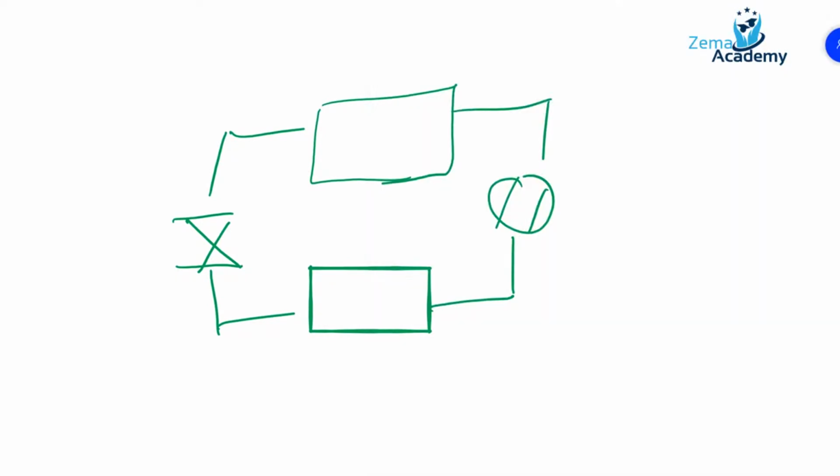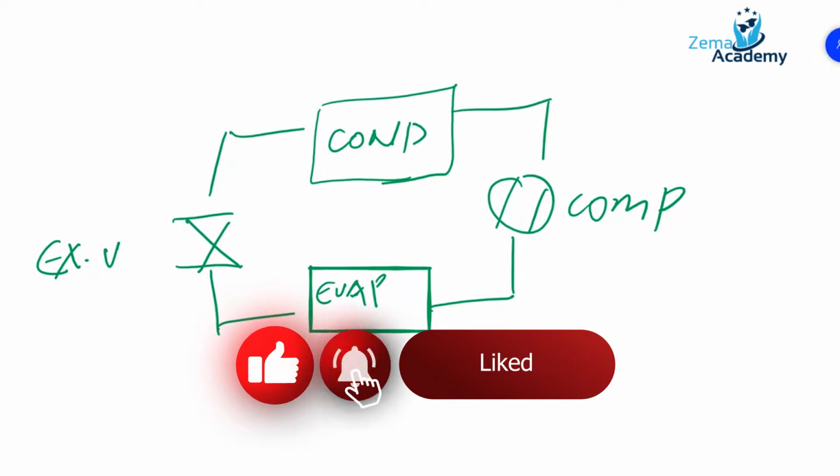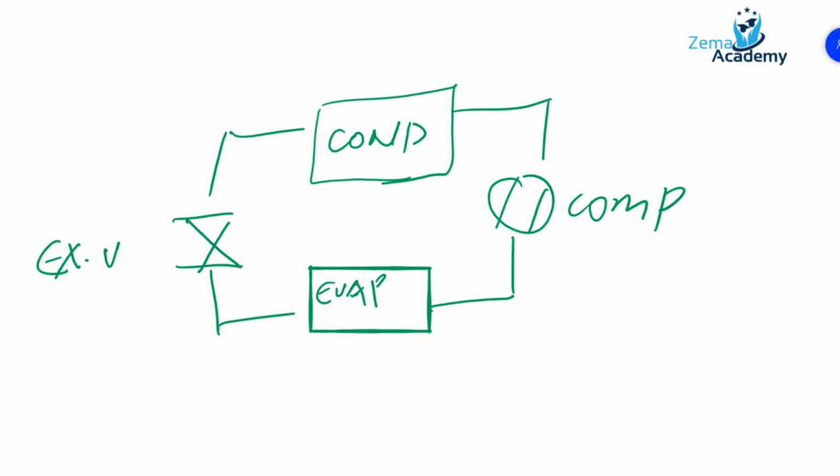And those components are: we've got the evaporator, we've got the compressor, we've got the condenser, and we've got the expansion valve. So the four components of any vapor compression system are the evaporator, compressor, condenser, and expansion valve. You may also refer to them as four stages.